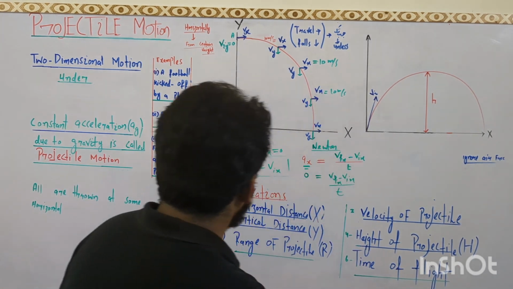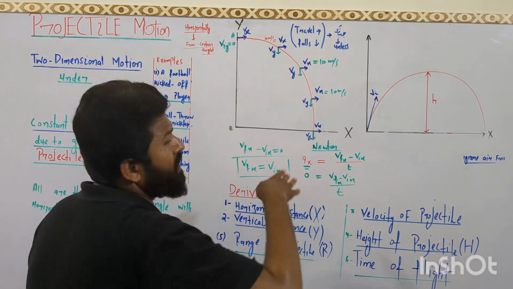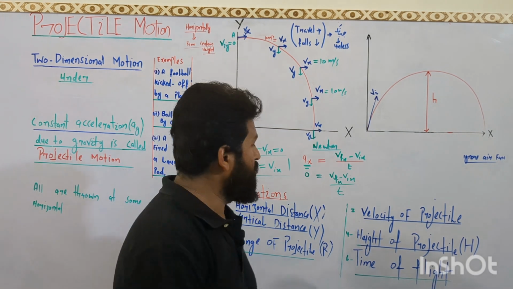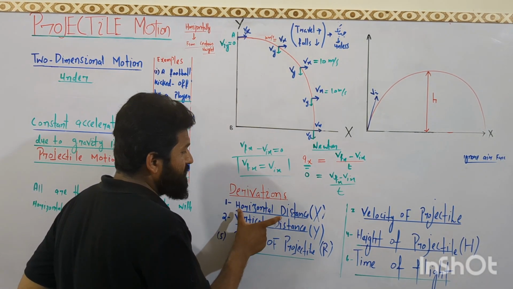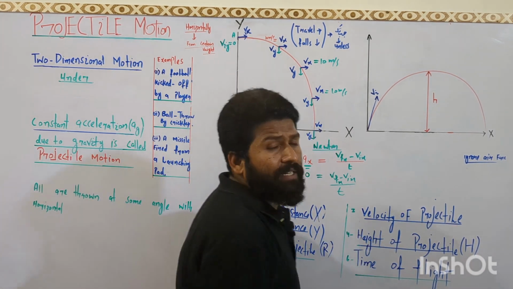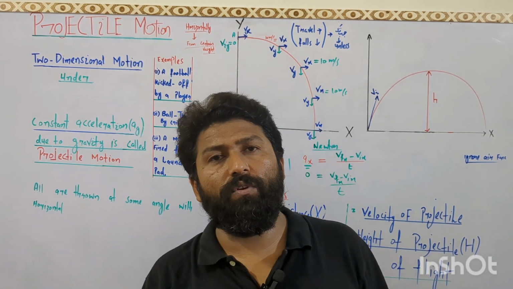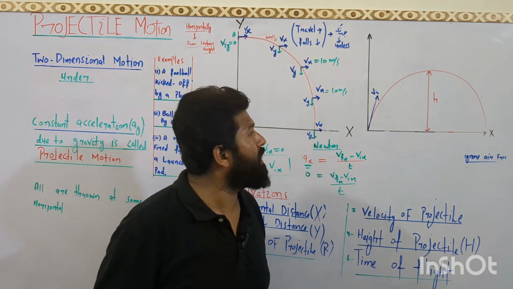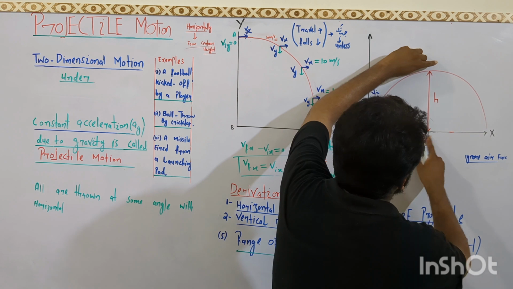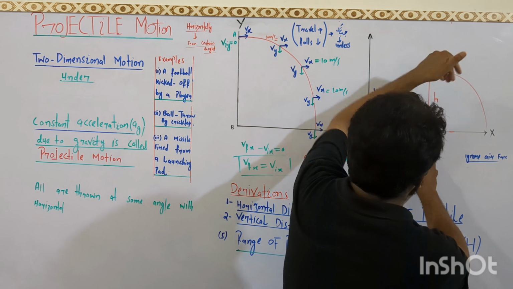Now come here. We will derive some important relations. Because the projectile is covering horizontal distance and vertical distance in two-dimensional motion, we will derive the equations of horizontal distance and vertical distance. Then the velocity of the projectile. Velocity is a vector quantity, so we will find the magnitude and direction of velocity. Next, the height of projectile, from the surface to the maximum point where final velocity is 0. What will be the height of the projectile?